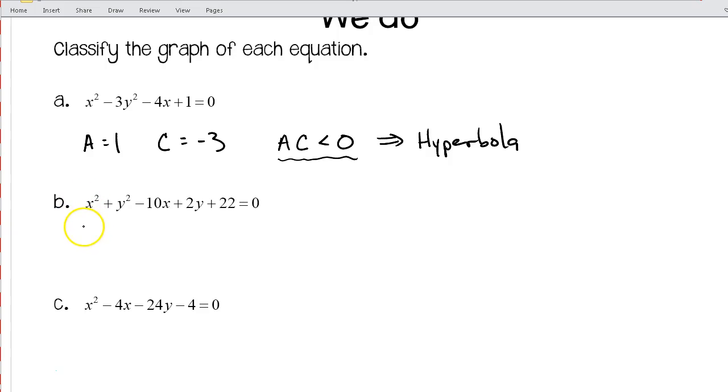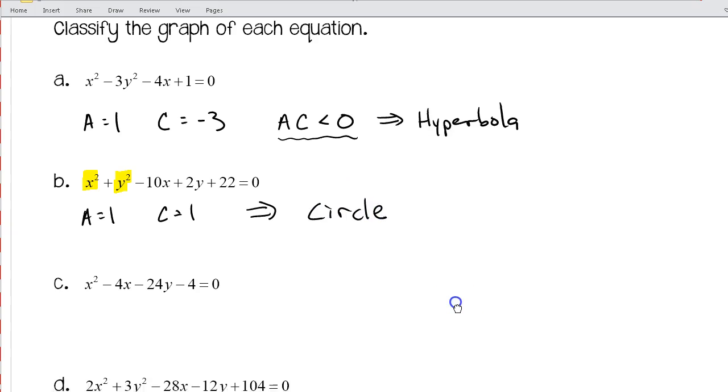Over here for part B, I've got A is equal to 1 and C is equal to 1. We're looking at the coefficients of my squared terms, so the coefficients of x squared and of y squared. They're both 1. If they are the same, if A is equal to C, that means we have a circle.